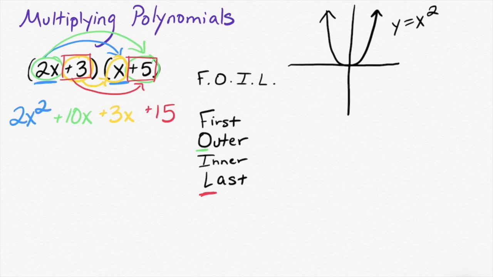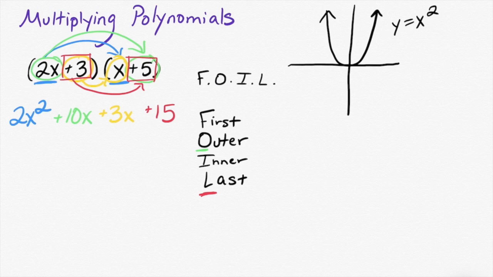So FOIL is the distributive property. First, we distribute the 2x to the x and the 5, and then we distribute the 3 to the x and the 5. It's the distributive property. FOIL is just a way to help you remember an order that will make sure you multiply everything. It'll make sure you don't forget to multiply any two things together, because you can see just from my arrows, this can get a little complicated.